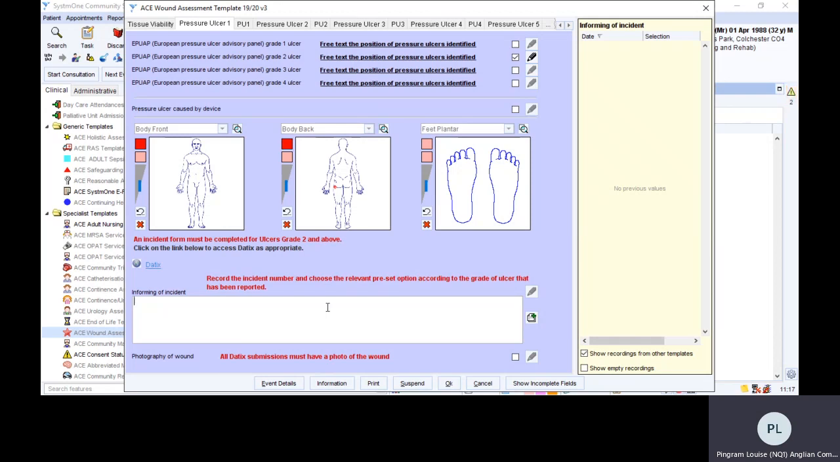Also in here, duty of candor can be reported, so that you've had that discussion with the patient that they've got a pressure ulcer, and it will be investigated, and should they want to know the results of this, then they can. Obviously, if the patient doesn't have capacity, this duty of candor needs to be met with the appropriate person and reported in System 1 and on the Datex.